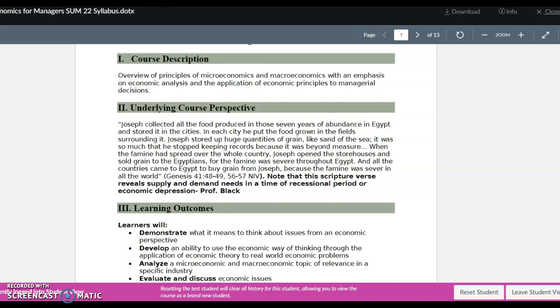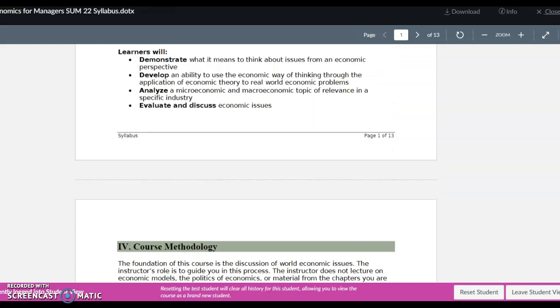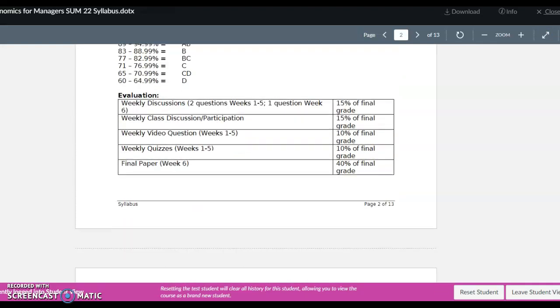The scriptures that I shared here in Genesis 41, verses 48 and 49, and 56 and 57, talk about supply and demand. How do we tie biblical scripture into this course? As you begin to read this, you will get the revelation that supply and demand is being revealed in a time of a recessional period of economic depression. So I just wanted to share that with you in terms of the scripture reference.